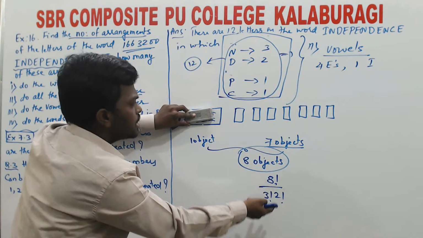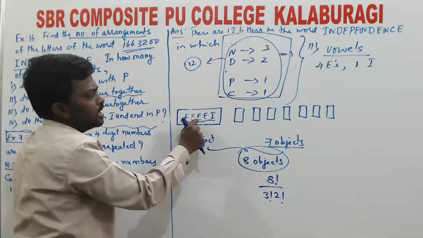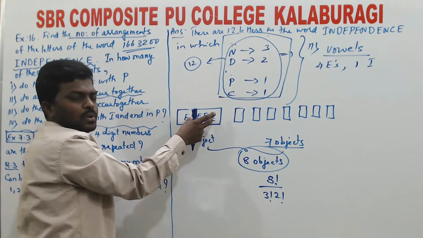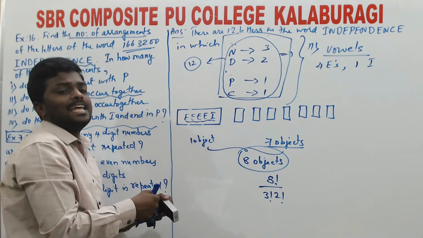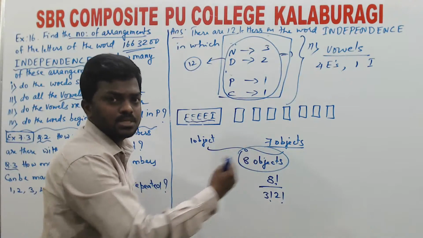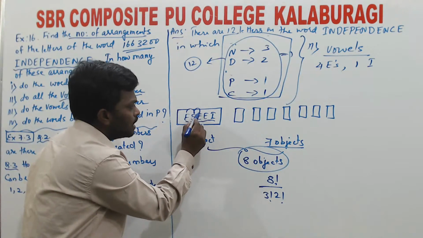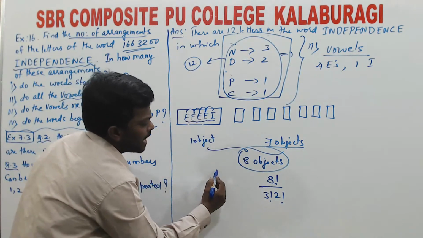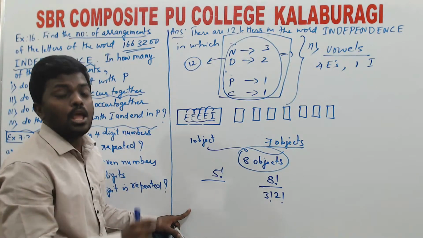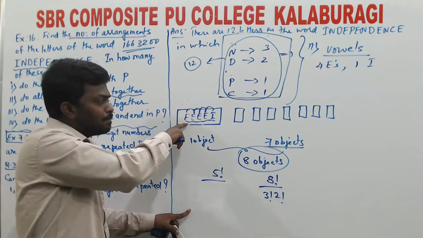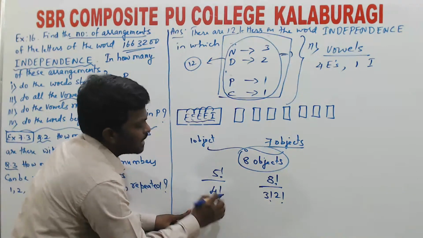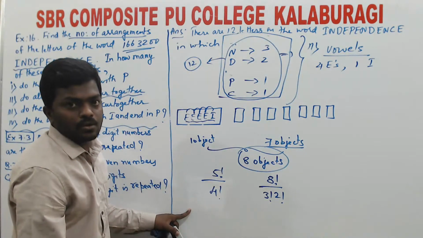The event is, in this first object, the vowels are together, so they are sitting together intact. They can shift their places, they can arrange themselves, right? So how many objects are here? 5 objects means 5 factorial. Okay, 5 factorial. But since E appears 4 times, it's nothing but of one kind, so 5 factorial by 4 factorial, right?